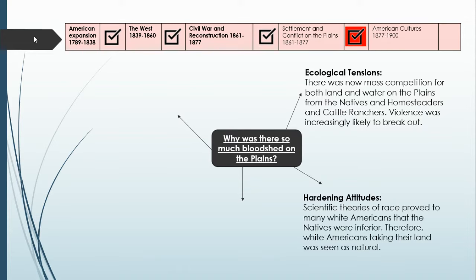We also have hardening attitudes. So scientific theories of race proved to many white Americans that natives were inferior. So inferior meaning less important. Therefore, white Americans taking their land was seen as natural. This is something that many white Americans believed, that it was just natural for them to come onto the plains and that natives should simply move out of the way for them.